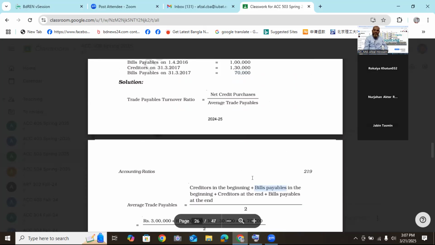What is the difference between bills payable and creditors? One is formal, the other is informal. Bills payable is formal because there is a specific document you have to sign, a commitment that you pay this money after 2 or 3 months. But with informal creditors, for example you purchase inventory from a company and there is no documentation, still it is your debt and you have to pay it.